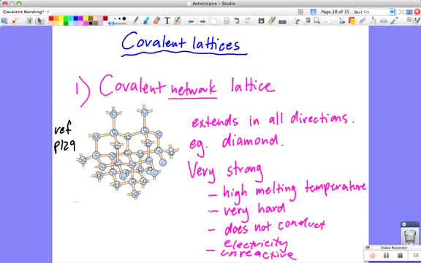So just briefly, let's talk about lattices. When you form covalent bonds in 3 dimensions, you can end up with a couple of kinds of lattices. There's a network lattice, which extends in all directions, which is like diamond. For example, carbon forming 4 bonds with other carbons going off in all dimensions. Very, very strong. So these things have high melting temperatures, they're very hard, don't conduct electricity, they're unreactive, everything's locked in place.